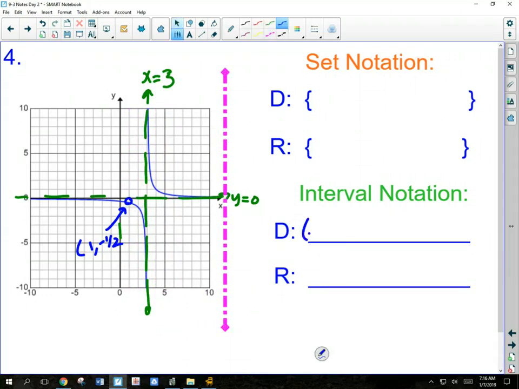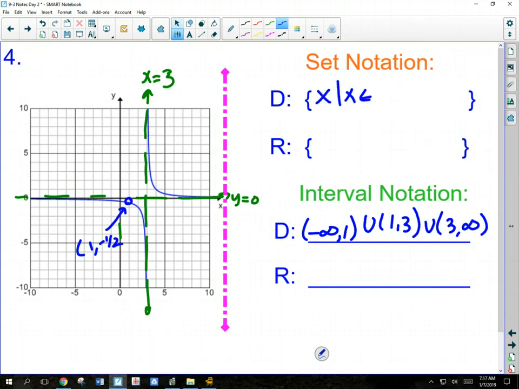So you would go from negative infinity to 1, and again, that's where your hole is. And then again, from 1 to 3, that's where your vertical asymptote is. And then again, from 3 to infinity. Okay? And up here, I personally think the easiest way to do this is to tell me that it's every real number except it can't be 1 or 3. Okay? If you want to do it with inequalities, that's fine too.